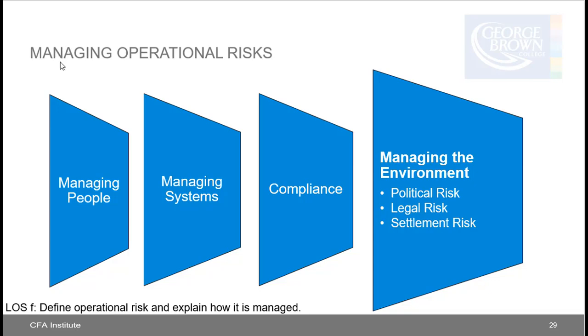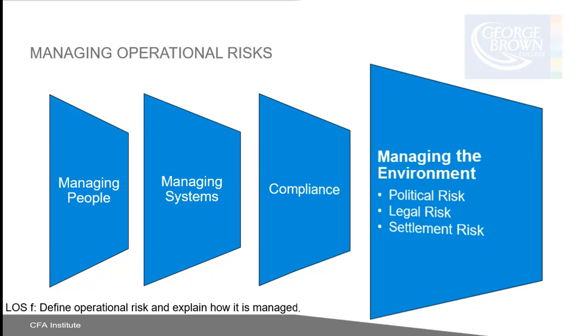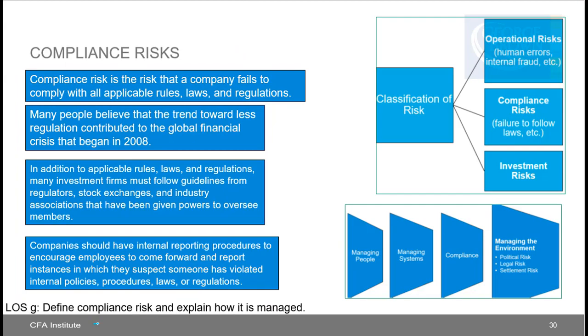And so that's the last slide for this four-slide series on managing operational risk. Quick summary: managing people, managing systems, compliance, and managing the environment, which includes political risk, legal risk, and settlement risk. Learning outcome statement G is define compliance risk and explain how it is managed.